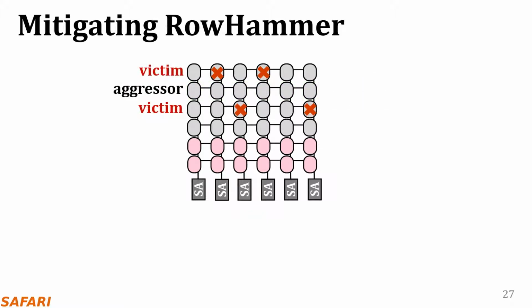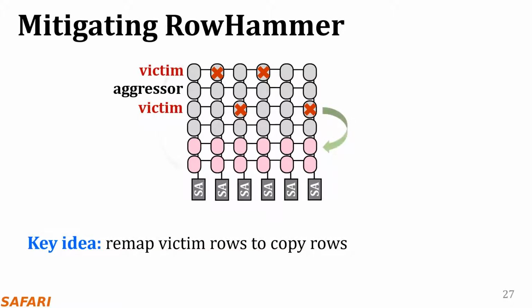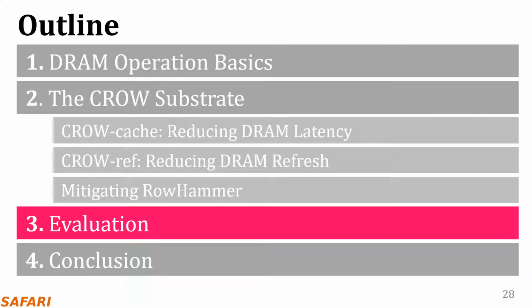For mitigating RowHammer errors, our key idea is to use the Crow substrate to remap the victim rows to copy rows. This protects the data in the victim rows as the rows get physically moved away from the aggressor row. Please see our paper for a more detailed description of this mechanism. We'll leave the evaluation of this mechanism for future work. Now I will move on to the evaluation.